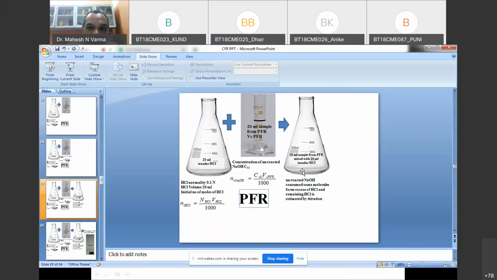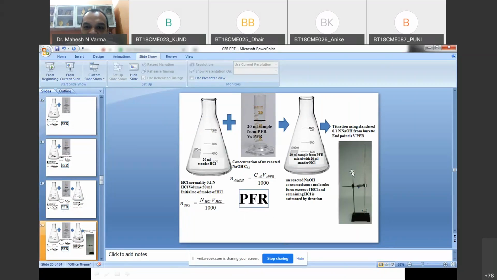Now here, what is happening now? Here I have remaining HCl. Can you see this slide? Yes, sir. So here, what are the components I have? Remaining HCl and remaining ethyl acetate.